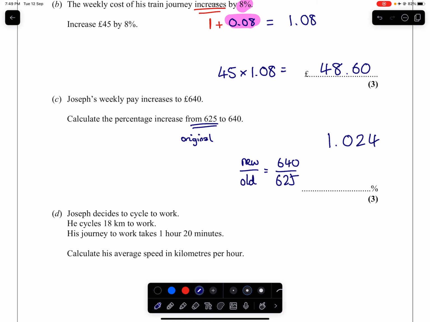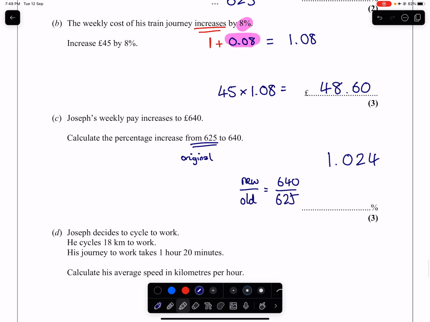1.024. And kind of just casting our eyes back to this, our percentage increase here for 8% was 0.08. So in other words, this part here will tell us everything we need to know about the percentage. So our decimal is 0.024, which is the same as a percentage of 2.4. That's one way we could do it.